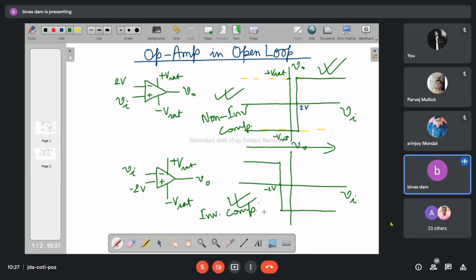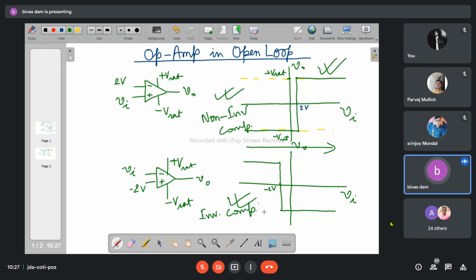Always they will be having 2 output levels. One is plus VSAT, the other is minus VSAT. That means the comparators are basically a non-linear application of operational amplifier. That means it is having only 2 non-linear output regions. There will be no linear region there.